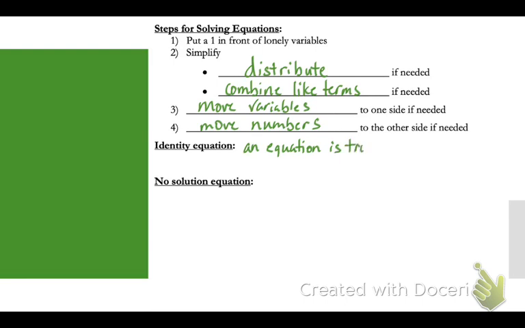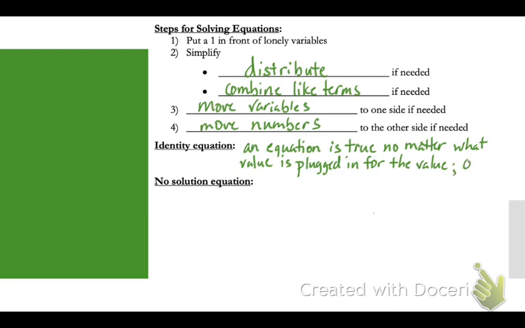This is an equation that is true no matter what value is plugged in for x, or for whatever the variable is. And if you solve that all the way down, simplifying each side and moving numbers over as much as you can, you will get 0 equals 0. And then we call that an identity equation, and that means that there are infinitely many solutions.